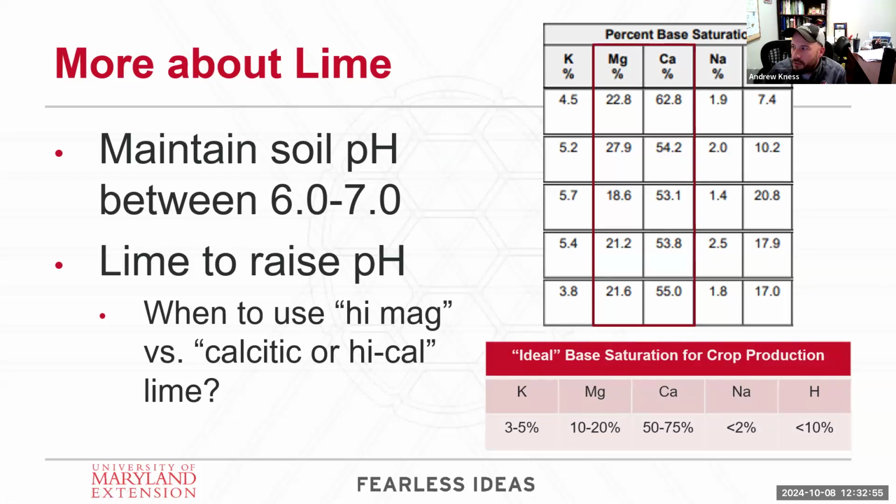So for example, these are all kind of within range, but say for example, one of these had a magnesium ratio up in like the 40% and calcium was down in like 20 or 30%. That would be a situation where we definitely need to lime with calcium carbonate next time and not be using high mag lime. So just be aware of that.